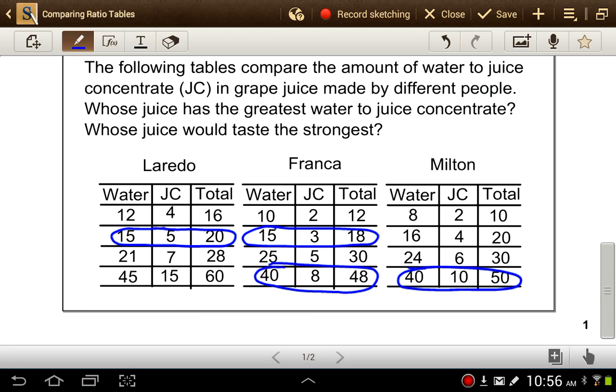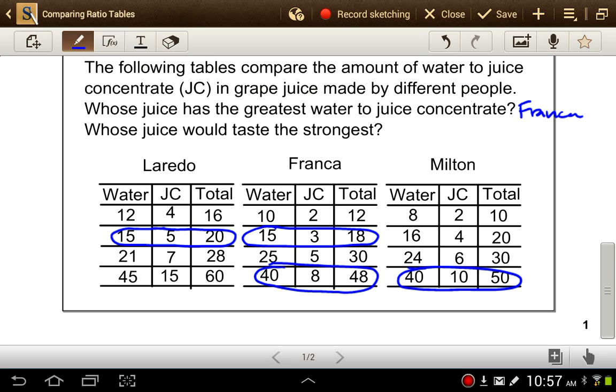So comparing and looking at those, I know that to answer the first question, whose juice has the greatest water to juice concentrate, it's going to be Franca. Compared to the other ones, she has the same amount of water, but she used less juice, which means her water is going to have a stronger flavoring. Okay, now let's answer the second question.